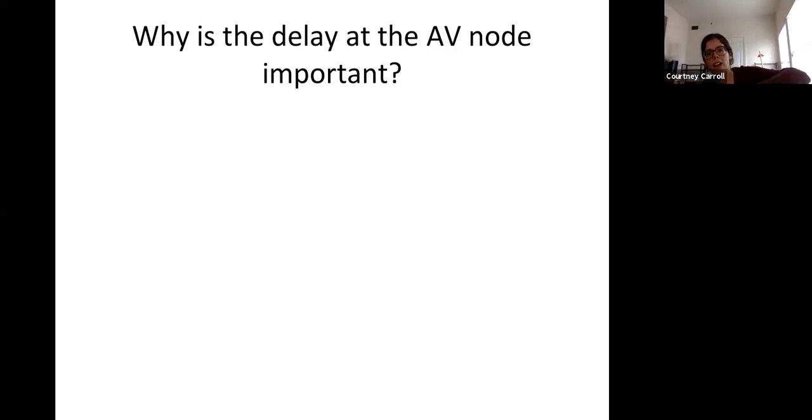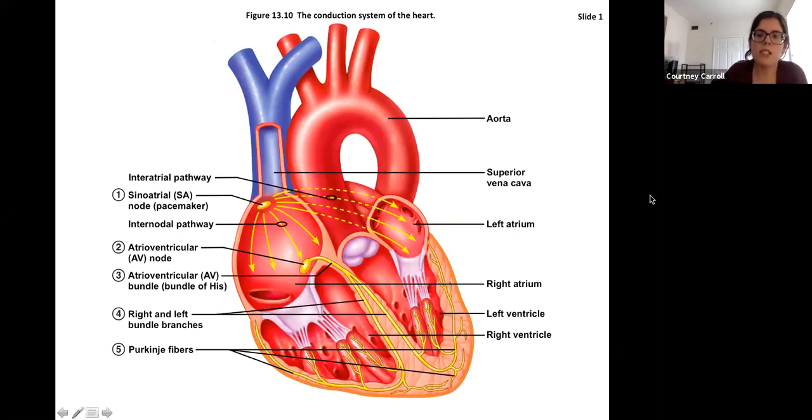We want to have that rhythmic circulation, so we want to contract our atria and then contract our ventricles. This is the conduction system I just talked about. It's going to start in our SA node. It will then be spread to the AV node via the interatrial pathway, one atria to another, as well as the internodal pathway within the atria itself.